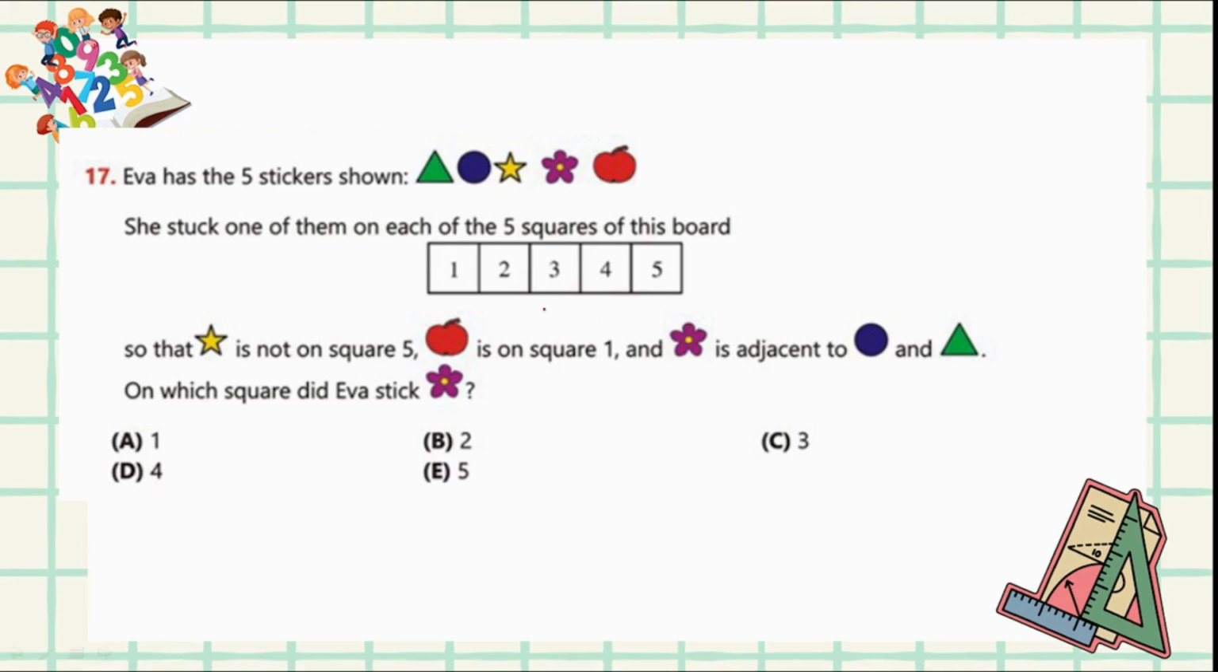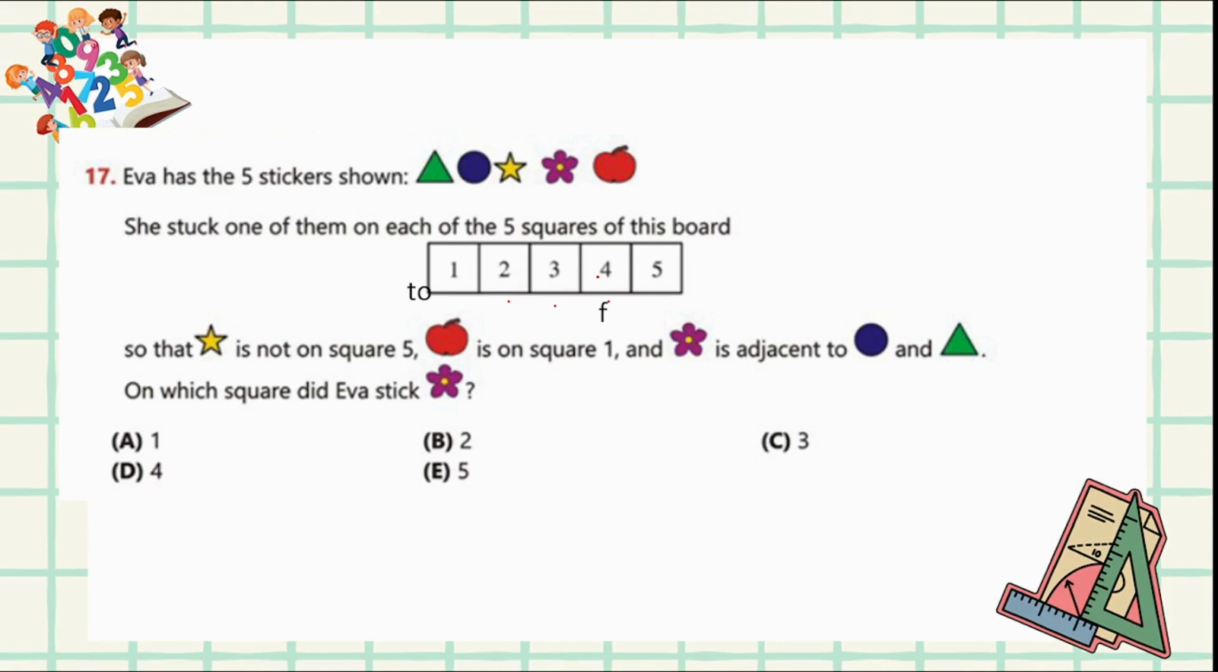So here star cannot come at 5, right? And tomato is on square 1, so we can write T over here. Then flower is adjacent to circle and triangle means it is with circle and triangle. So we can say that flower is in the center of the circle and triangle. If we write flower at 3, circle at 2 and triangle at 4, then we are left with star which will be kept on 5, which is not possible because it was told very clearly the star is not at square 5. So we have to change the places.